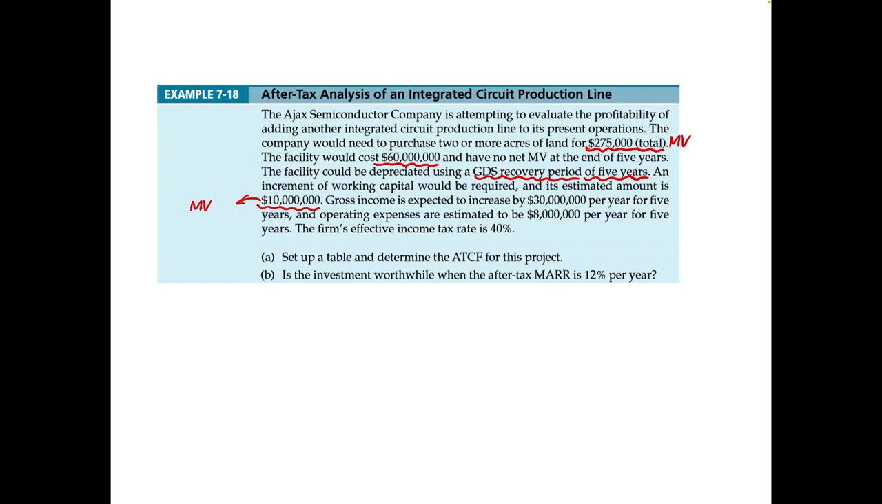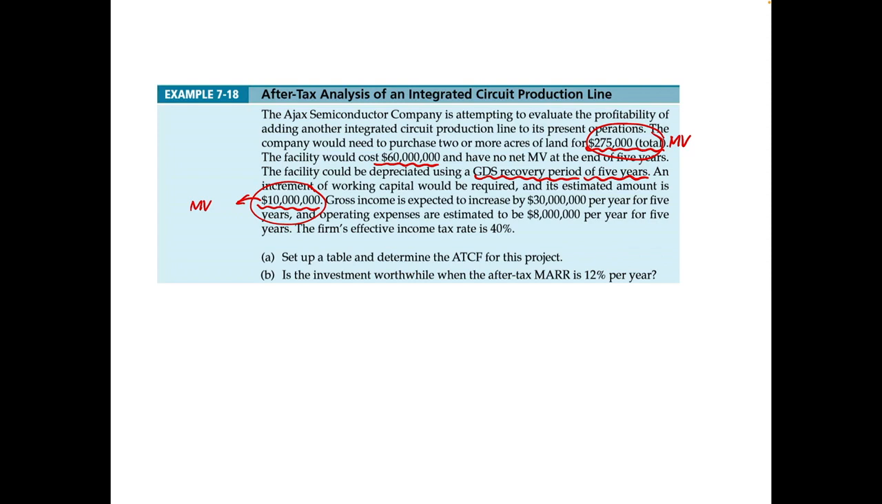So the 10 million plus the 275,000, this one and this one, this can be seen as the market value of your initial investment, okay? But this 60 million of facility, it doesn't have any market value. That's the tricky part of this situation.